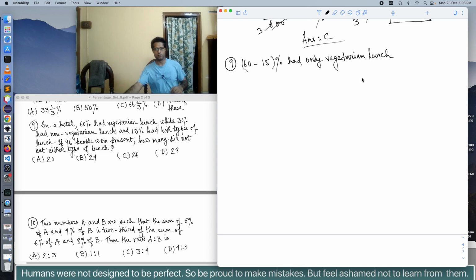Had only vegetarian lunch. In the problem, it is given 60% had vegetarian lunch, and this 60% includes all those people who had only vegetarian as well as both vegetarian and non-vegetarian lunch. And it is also given that 15% had both types of lunch. So we can say 60 minus 15% had only vegetarian lunch. Similarly, 30 minus 15% had only non-vegetarian lunch.